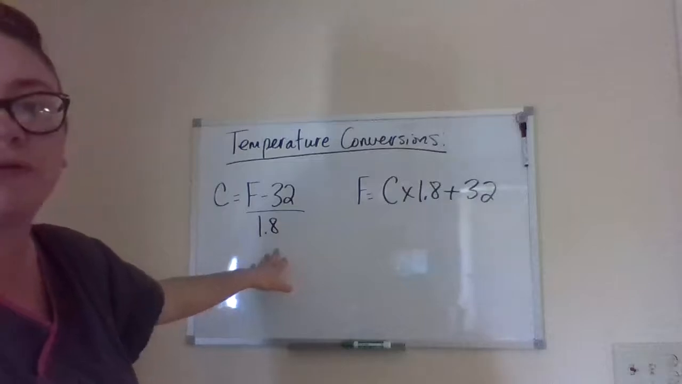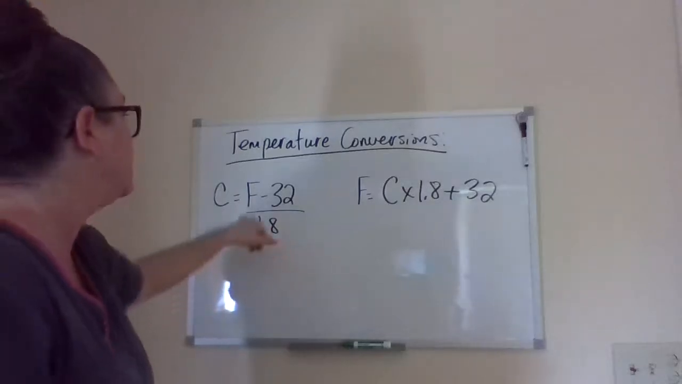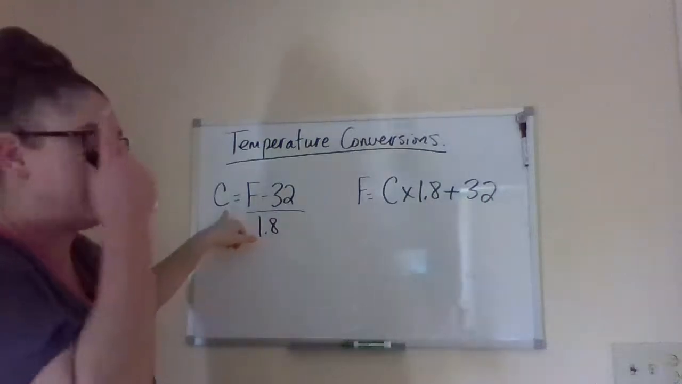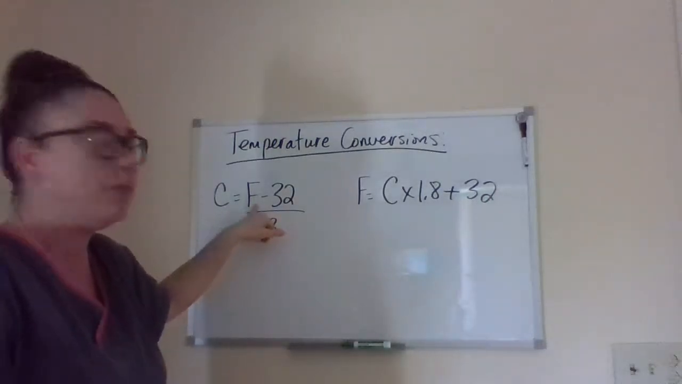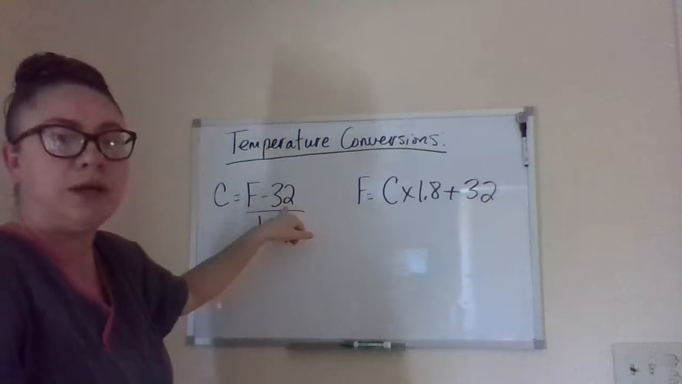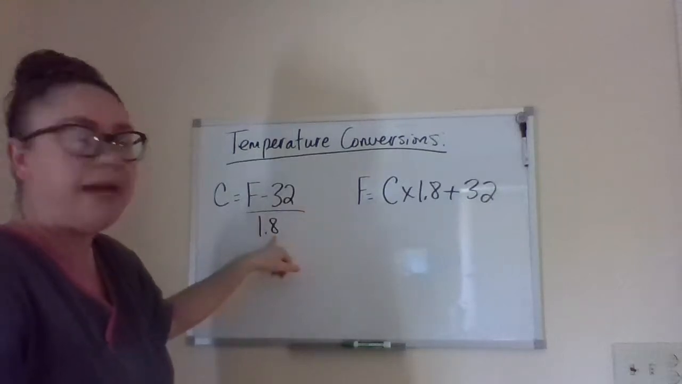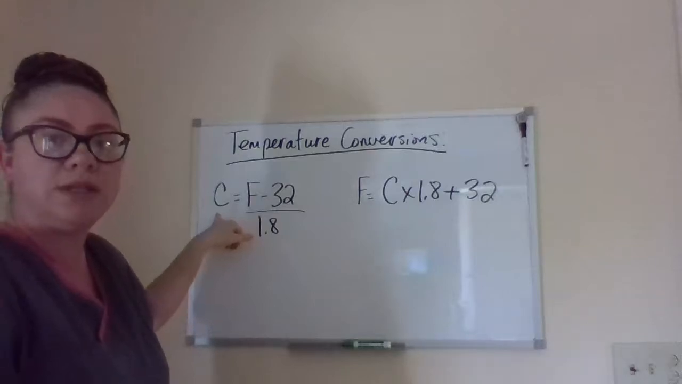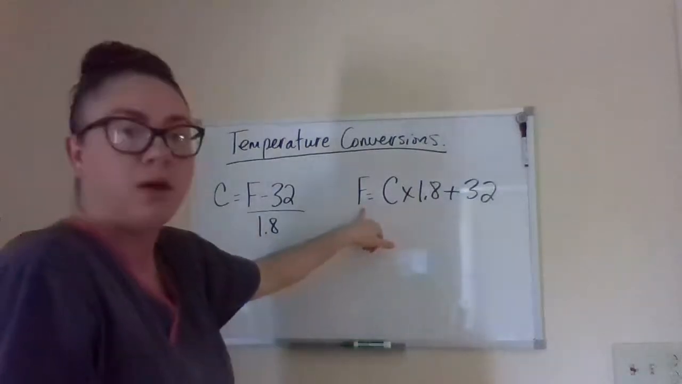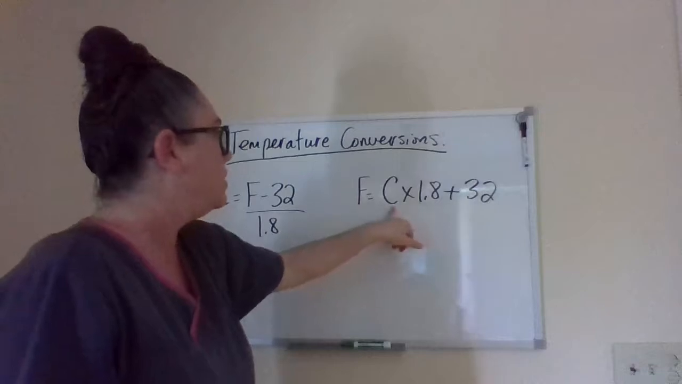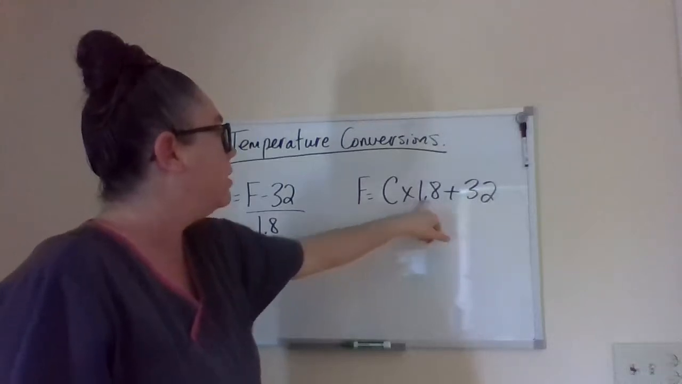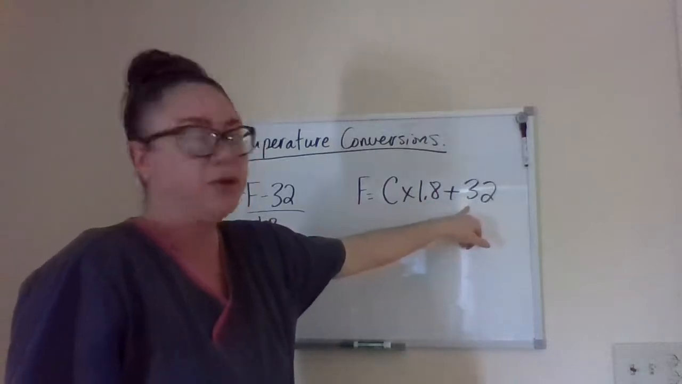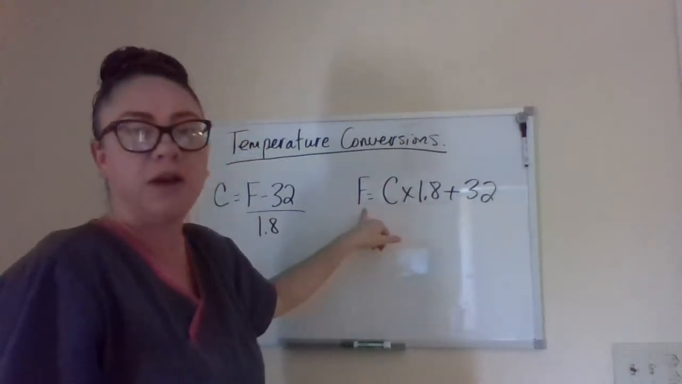So these are your two conversions here. This first one is for figuring out Celsius. We'll take our Fahrenheit number, minus 32, divide that by 1.8. That gives us our answer in Celsius. Again, any decimals round to the tens place. Here, we start with our Celsius number, multiply by 1.8, then add 32. That gives us our answer in Fahrenheit.